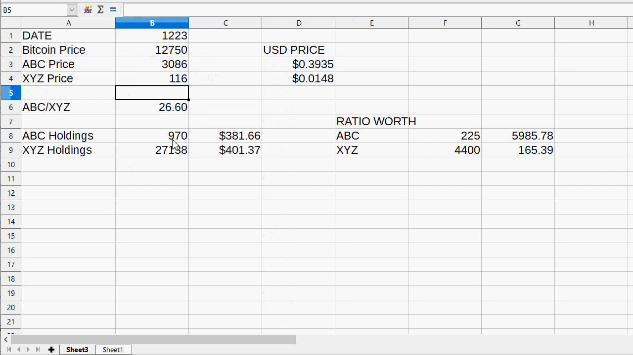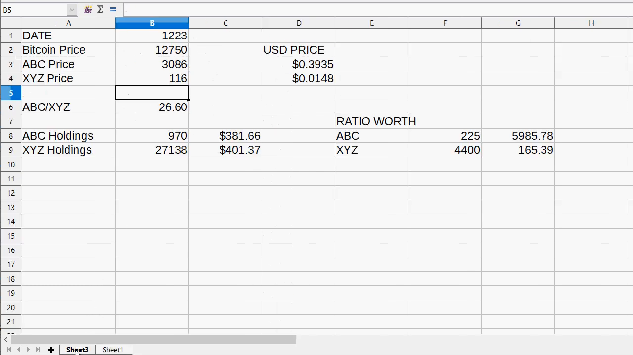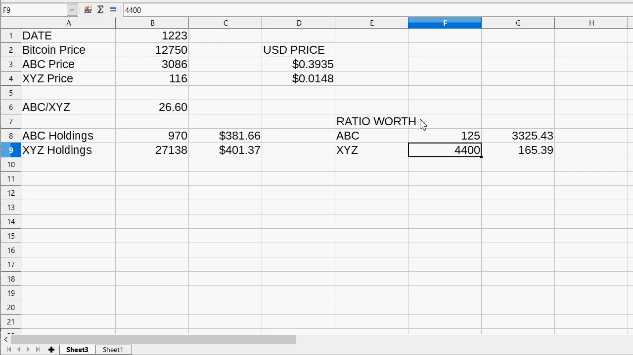You got 1,000 of it. Maybe you shouldn't have sold 225 last time. That was an aggressive sell. But you know what? That's fine. So you say to yourself, I'm going to maybe sell 125. I'll get something back. 33.25.